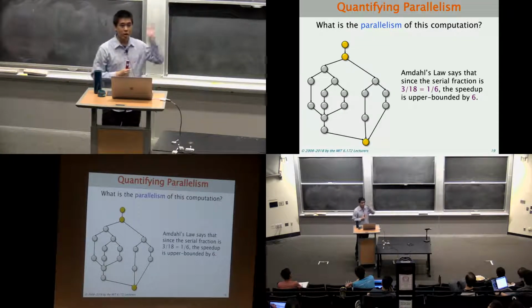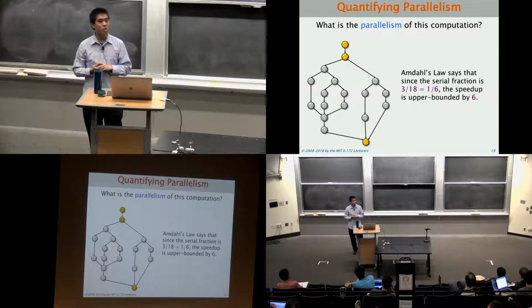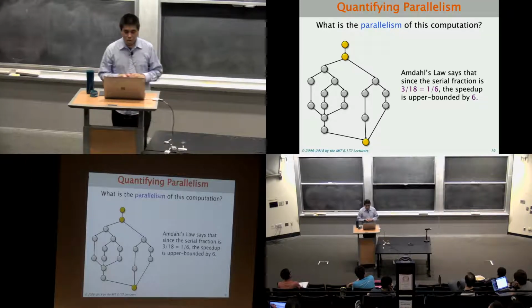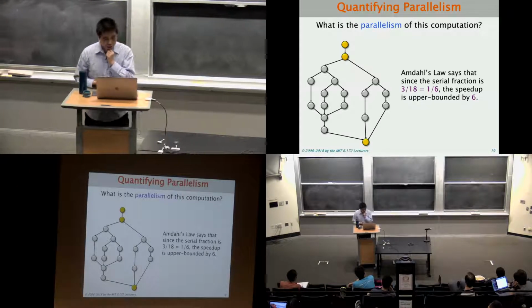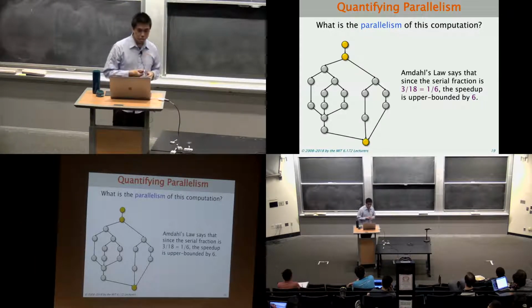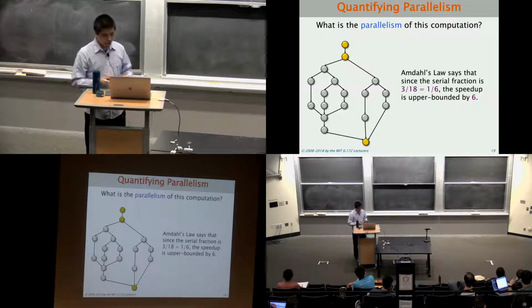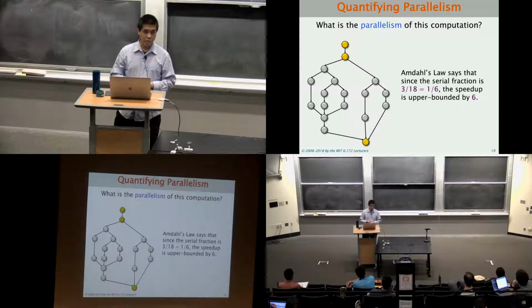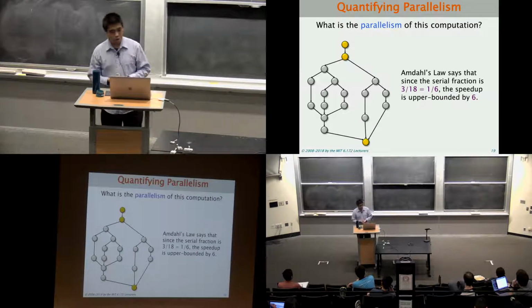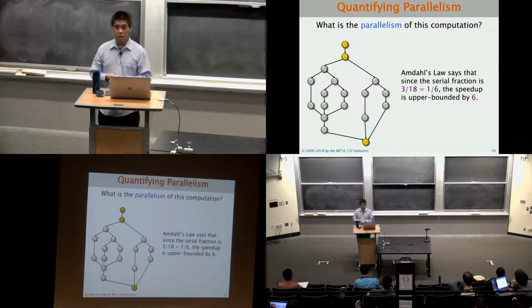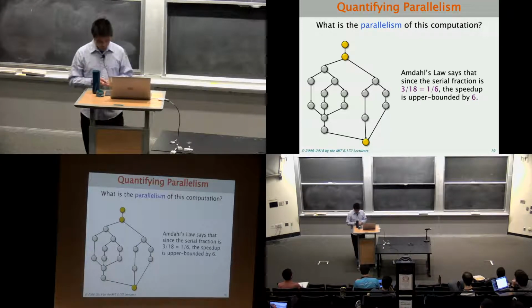Any questions on how I got this number here? So it turns out that Amdahl's law actually gives us a pretty loose upper bound on the parallelism. And it's not that useful in many practical cases. So we're actually going to look at a better definition of parallelism that will give us a better upper bound on the maximum speed up we can get.